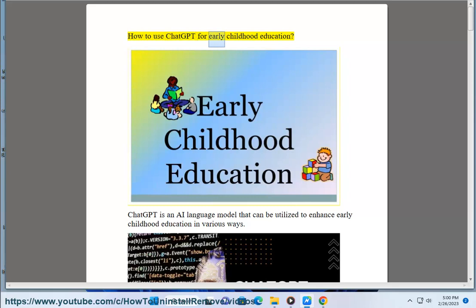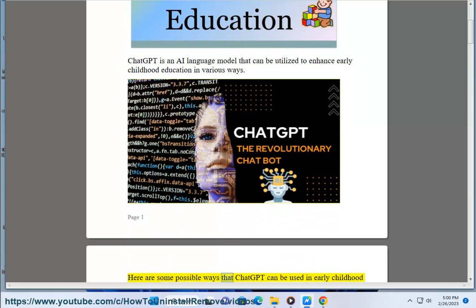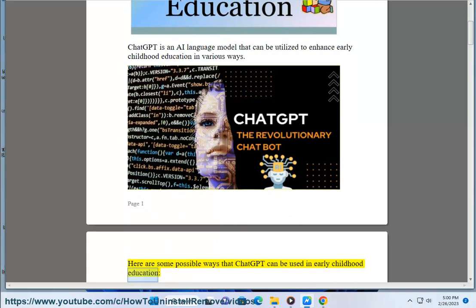How to use ChatGPT for early childhood education. ChatGPT is an AI language model that can be utilized to enhance early childhood education in various ways. Here are some possible ways that ChatGPT can be used in early childhood education.